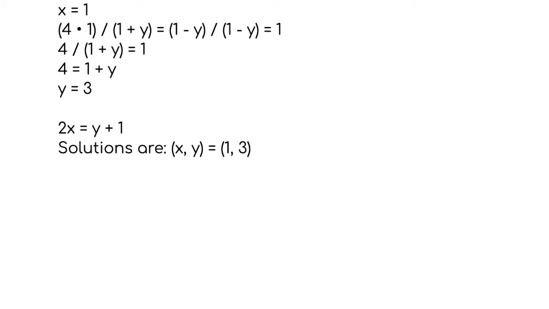And so we can just put these back into our original equation. So that would give 2 times 1 equals 3 plus 1. So the left hand side is just 2 and the right hand side is just 4. So we have proved that 2 equals 4.